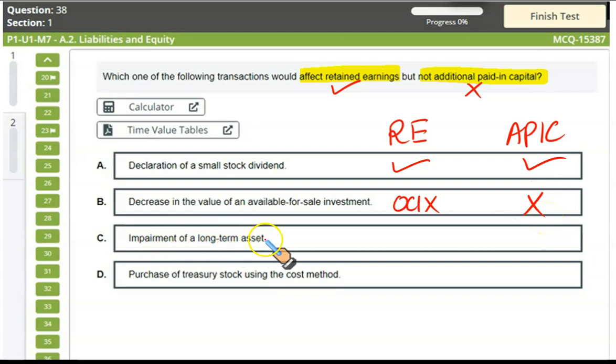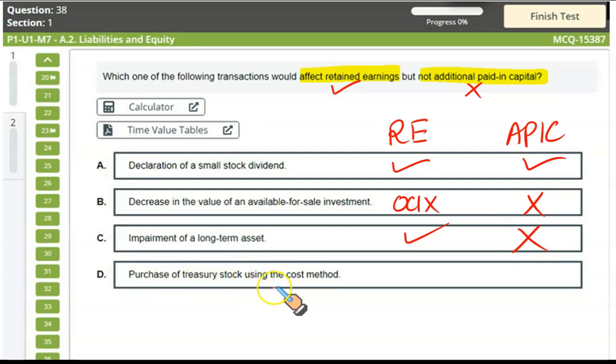What about C? Impairment of a long-term asset. When an asset is impaired, this impairment is reported as an expense or a loss in the income statement. So does it affect retained earnings? Yes, it does. Does it affect the additional paid-in capital? Absolutely not. What about D?